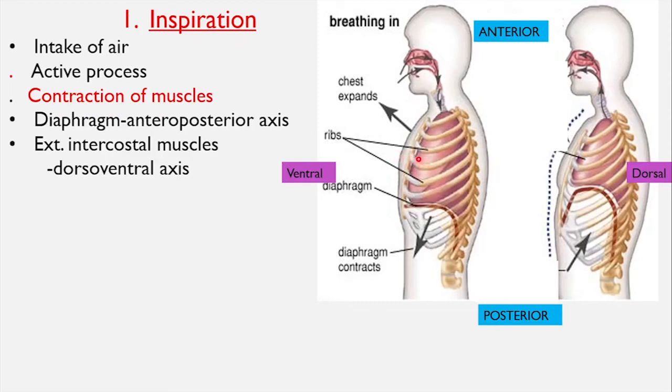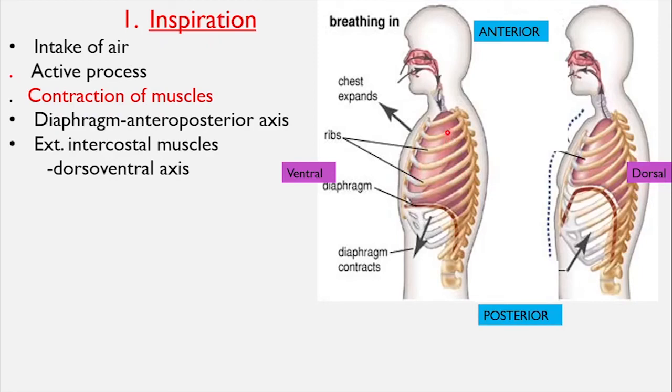ఈ ఇంటర్కోస్టల్ మజిల్స్ కాంట్రాక్ట్ అయినప్పుడు ఈ రిబ్ కేజ్ ముందుకు జరుగుతుంది. రిబ్స్ మరియు స్టర్నమ్ ముందుకు జరుగుతాయి. మనకు కూడా ఇన్స్పిరేషన్ టైంలో ఛాతీ భాగం ముందుకు వచ్చినట్లుగా అనిపిస్తుంది. దట్ ఈస్ డ్యూ టు ద కాంట్రాక్షన్ ఆఫ్ ఇంటర్కోస్టల్ మజిల్స్ విచ్ లిఫ్ట్ అప్ ద ribs and sternum upwards. As a result of this, the thoracic volume increases in the dorsoventral axis. So, అడ్డంగా కూడా ఈ thoracic volume పెరగడం జరుగుతుంది.